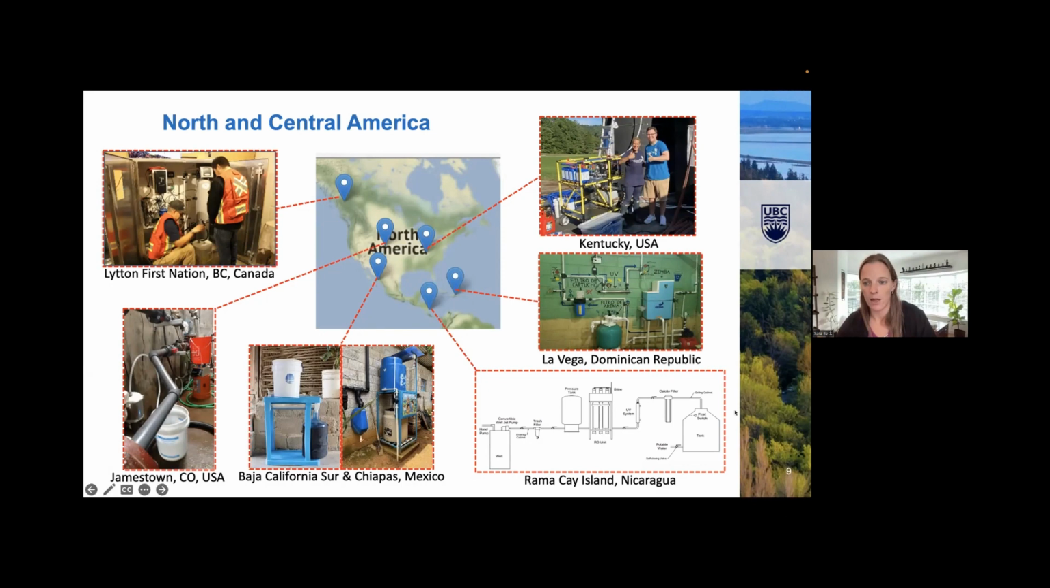The next one in the lower right, this Rama Cay Island in Nicaragua. This was done through Messiah University and submitted by Daniel Ma, a PhD student at Ohio State. And they also had a multi-barrier treatment train. So you can see well water into a pressurized tank going through reverse osmosis, and then UV. I believe this was low power or low pressure UV that was used as a disinfection step. And then that treated water was stored in a water storage tank.